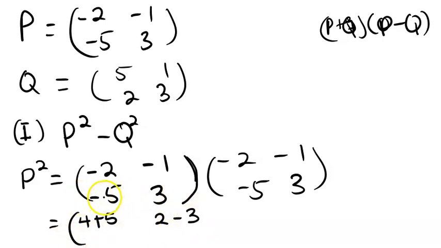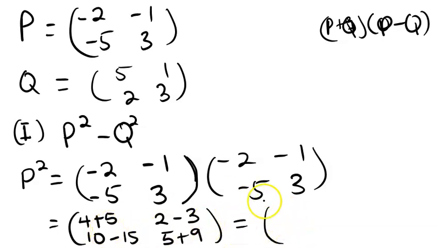Then we come to the second row, first column. Minus 5 times minus 2, that is positive 10. And then 3 times minus 5, minus 15. Then second row, second column. Minus 5 times minus 1, that is 5. And then 3 times 3, that is positive 9. So in all, we have 4 plus 5, 9, 2 minus 3, minus 1, then 10 minus 15, minus 5, and 5 plus 9, 14. That's it.